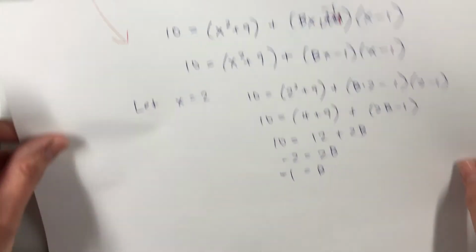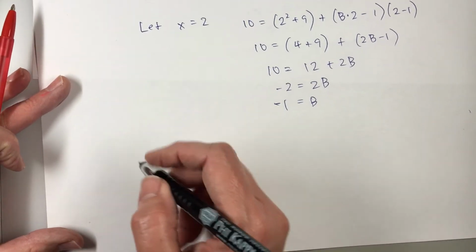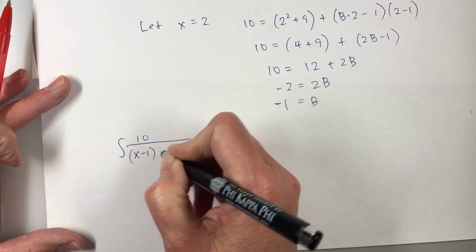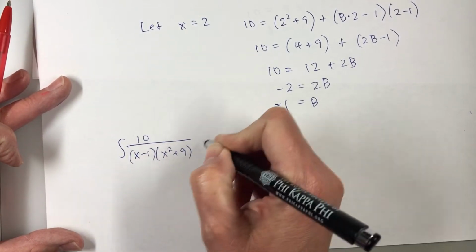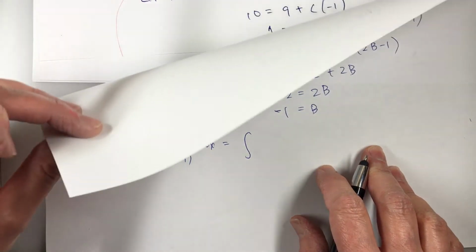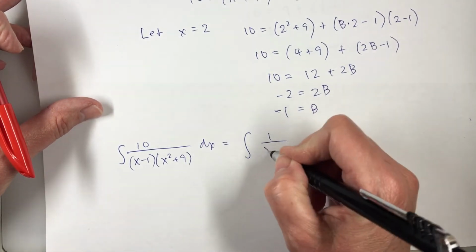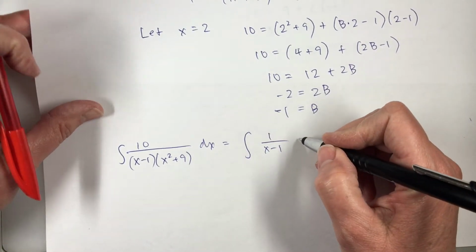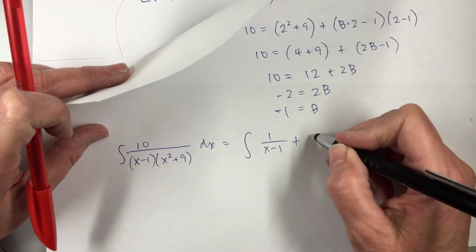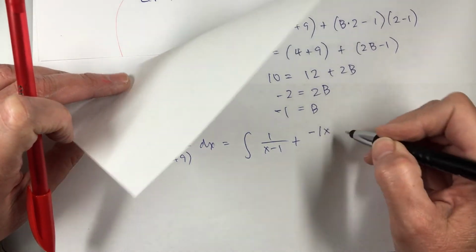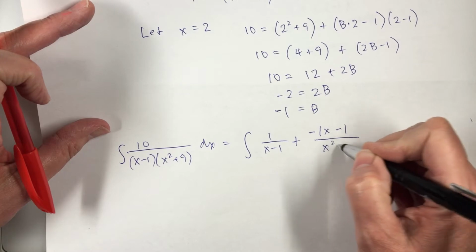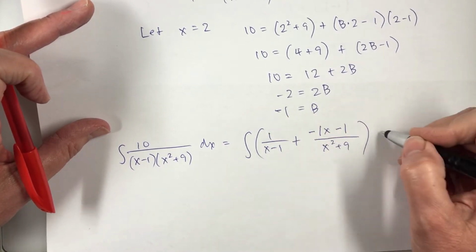Back to the problem. So now we have this. The integral of 10 over x minus 1 times x squared plus 9 dx is equal to the integral of A over x minus 1. A was 1, so 1 over x minus 1, plus Bx plus C over x squared plus 9. B is negative 1, negative 1x. C was negative 1. Minus 1 over x squared plus 9 dx.